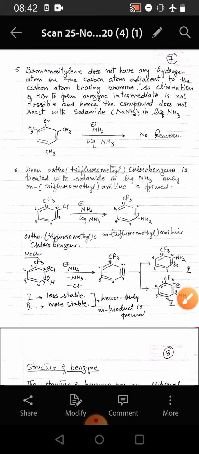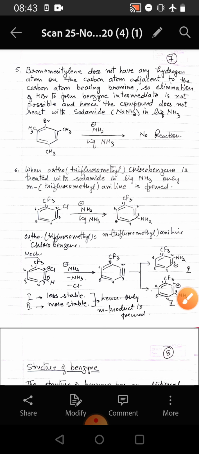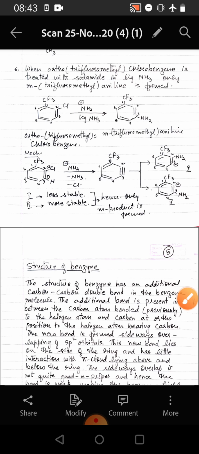Next we see that the bromo compound does not have any hydrogen atom on the carbon atom adjacent to the carbon atom bearing bromine. So here both the ortho positions to the bromine atom are occupied, and if this compound undergoes reaction with amide in liquid ammonia, then we see no reaction takes place, as we have considered before also.